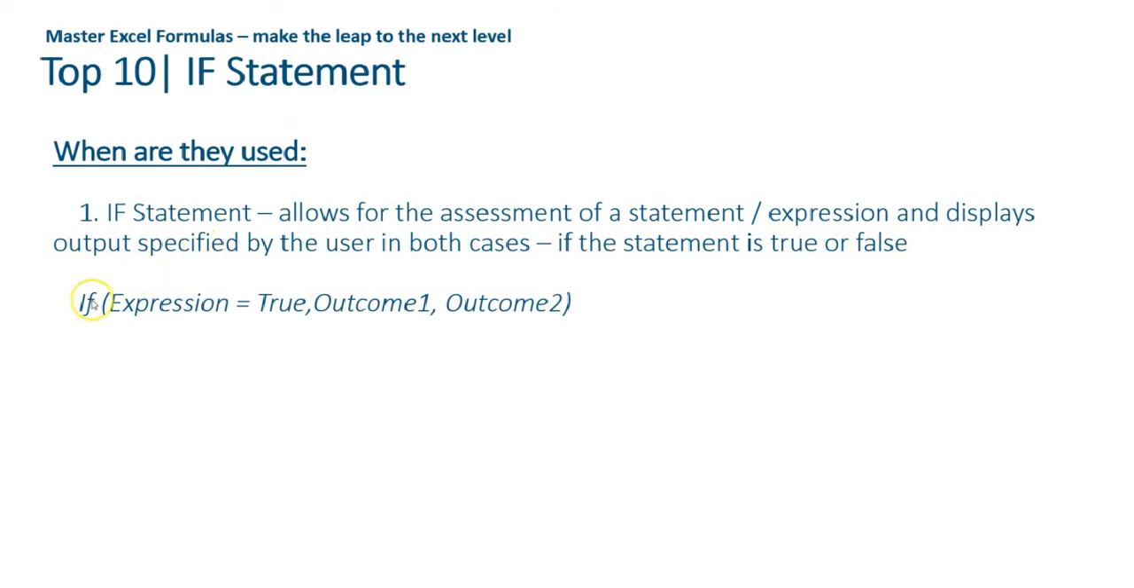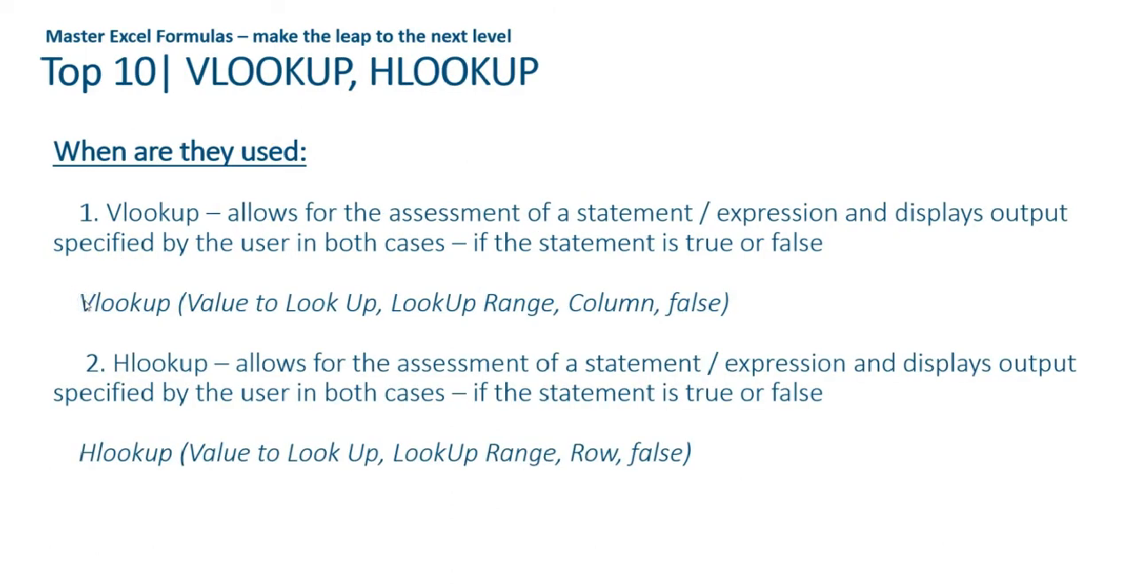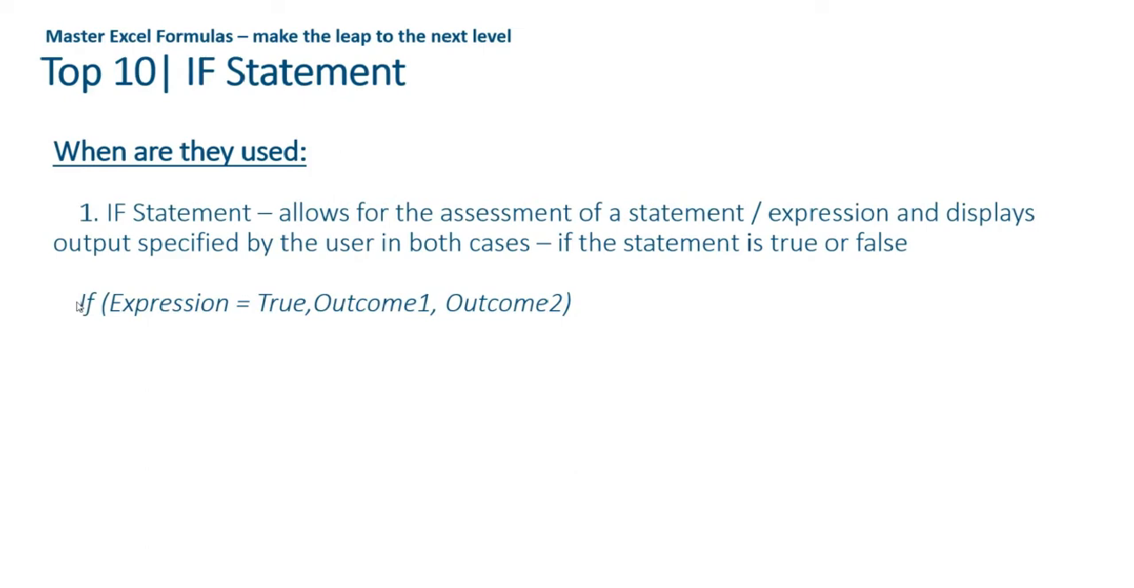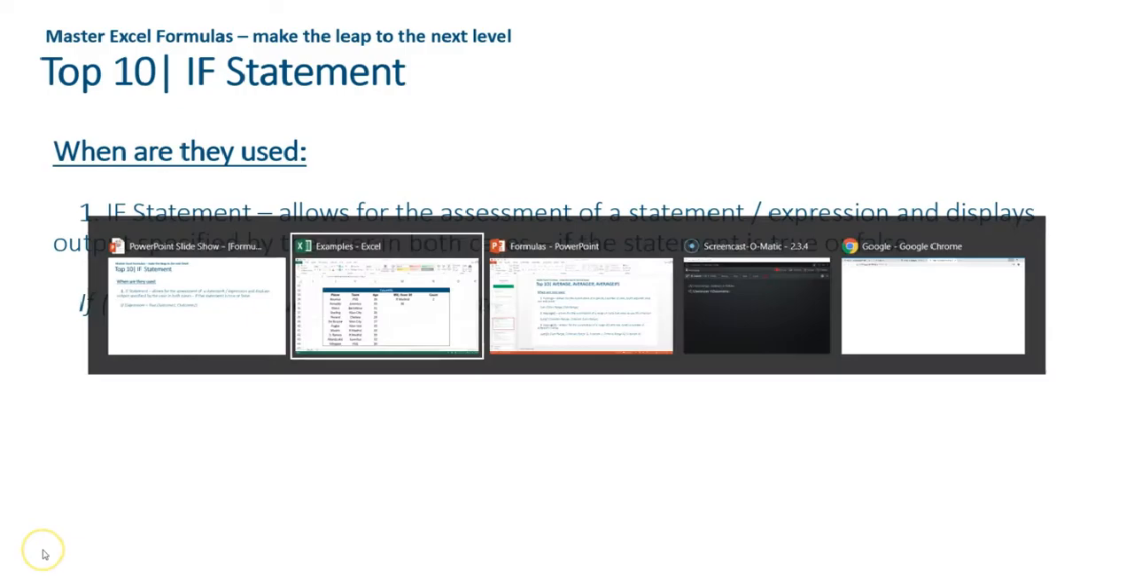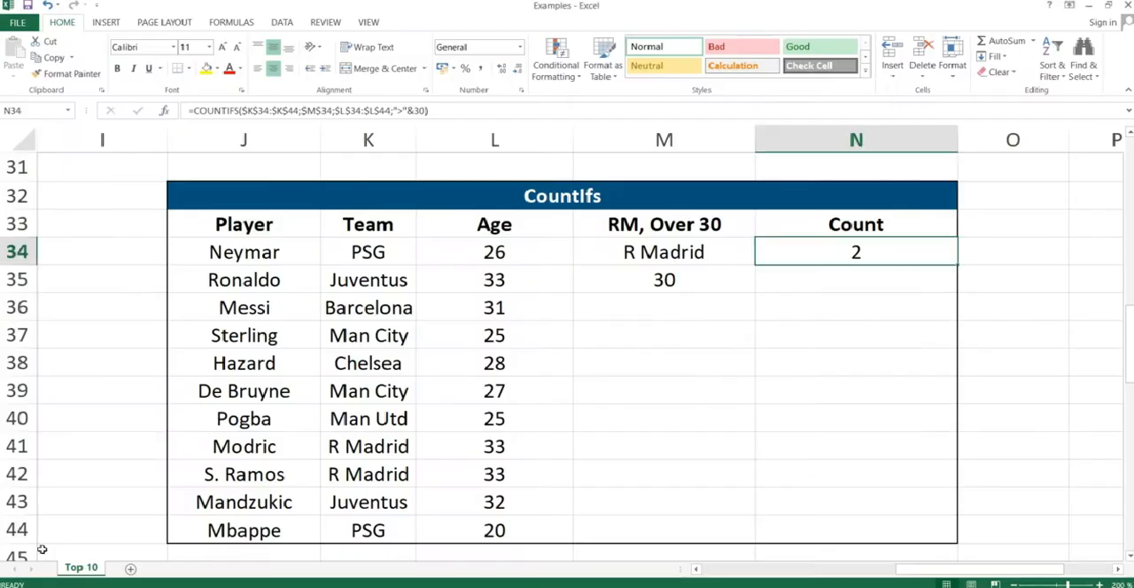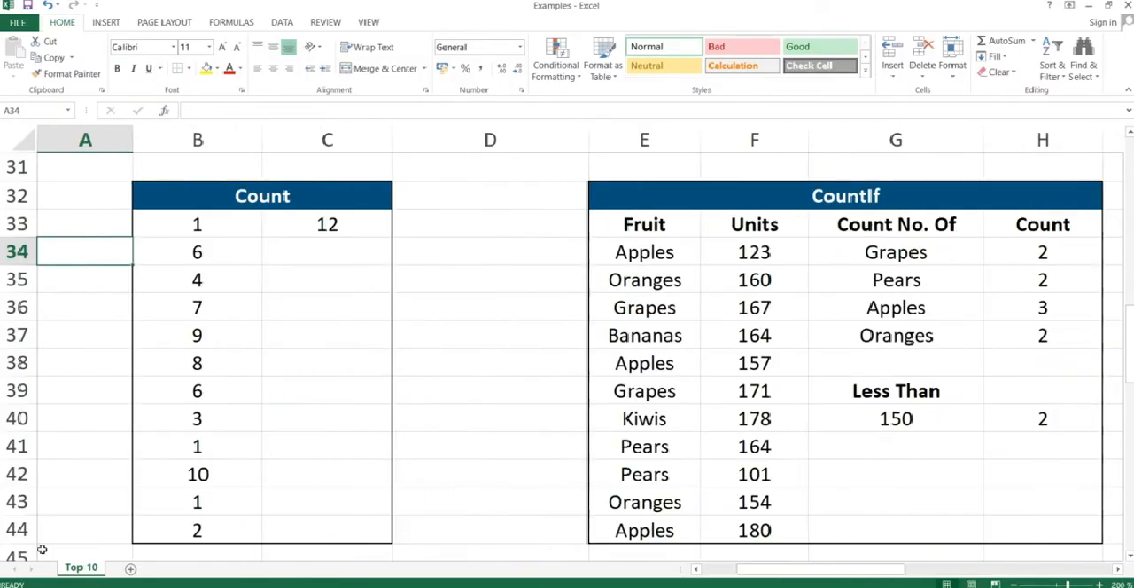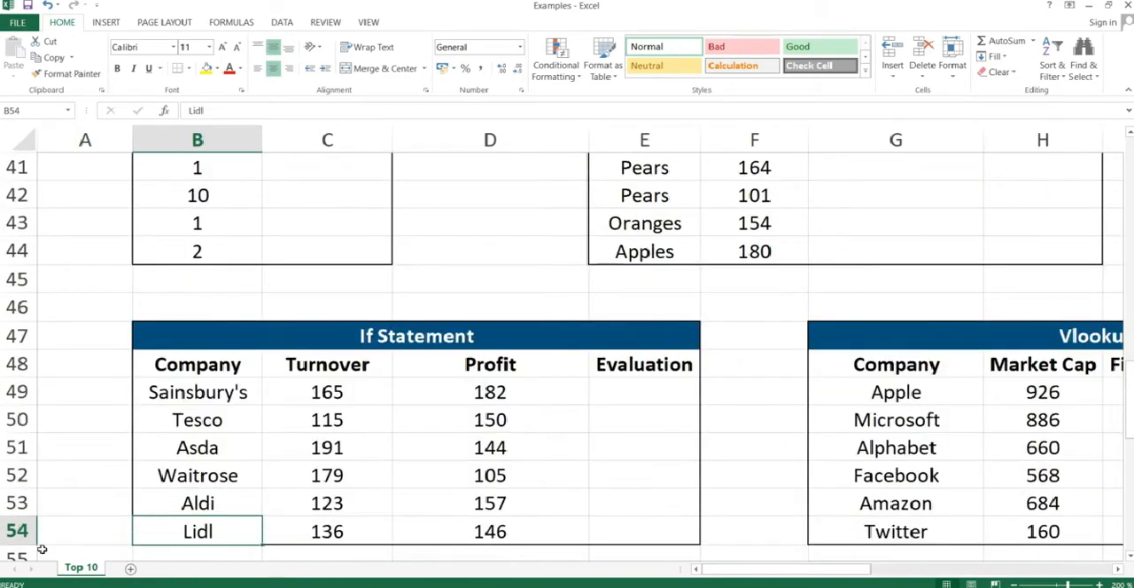So as you can see, we have the structure here. If the expression is true, give us outcome 1. Otherwise, give us outcome 2, for example. Okay. So now, if I go to the example sheet again and find the example for if, which should be just down here.